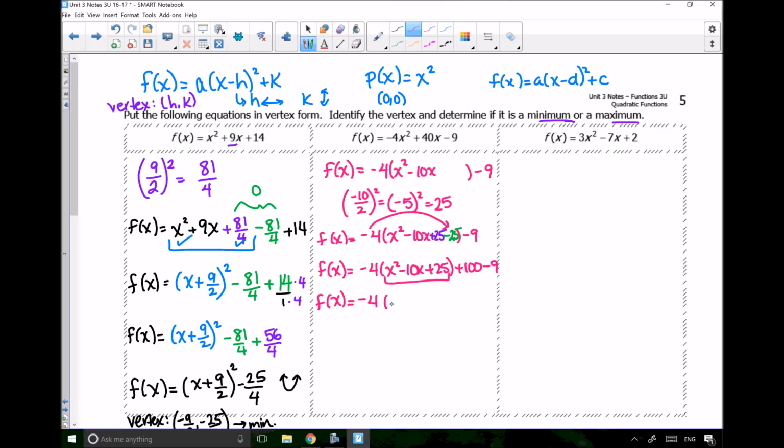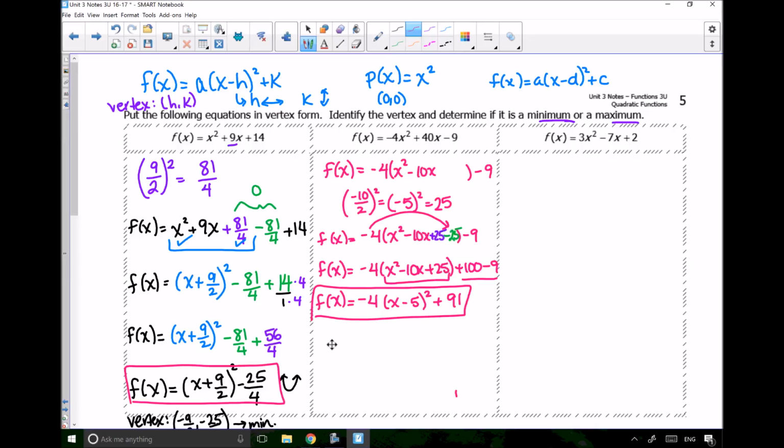So I copy down the -4, and I know this is going to be x minus 5 squared because -5 when I double it is -10, and -5 when I square it is positive 25, and I also got -5 before I squared it out here. And then when I put these guys together, I end up getting 91. Therefore, this is my answer in vertex form, just like this right here was my answer in vertex form over here.